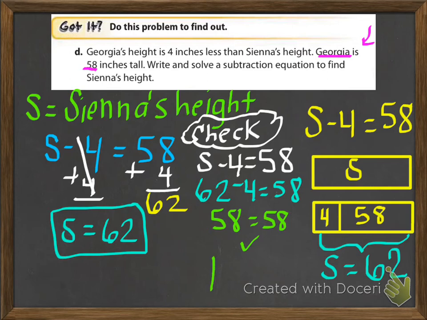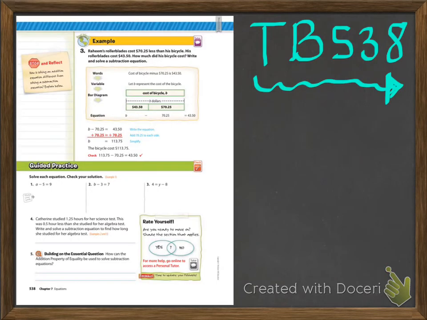So for your final answer, you want to make sure that you have put a box around your answer, which is S equals 62, and you also need a box around your equation because this was a word problem and you came up with that equation. So this is what a correct answer would look like for this word problem. Now let's go ahead and look at textbook page 538.